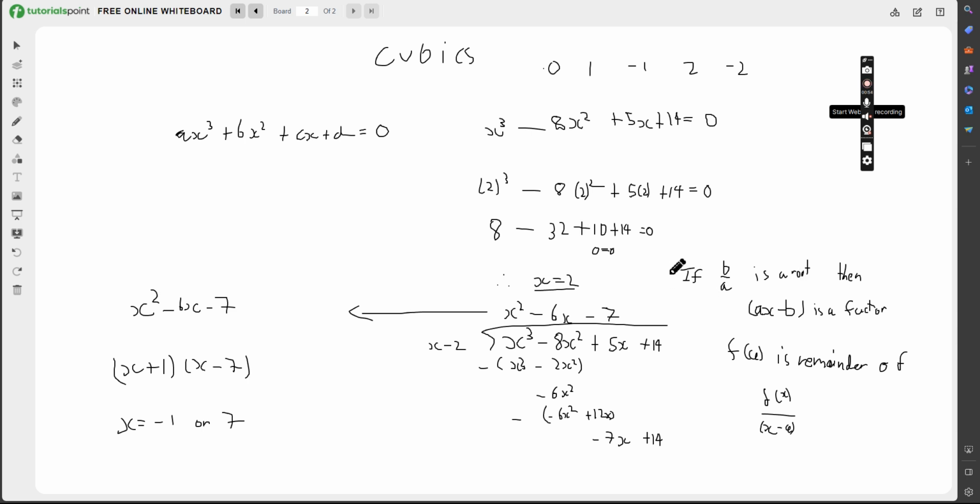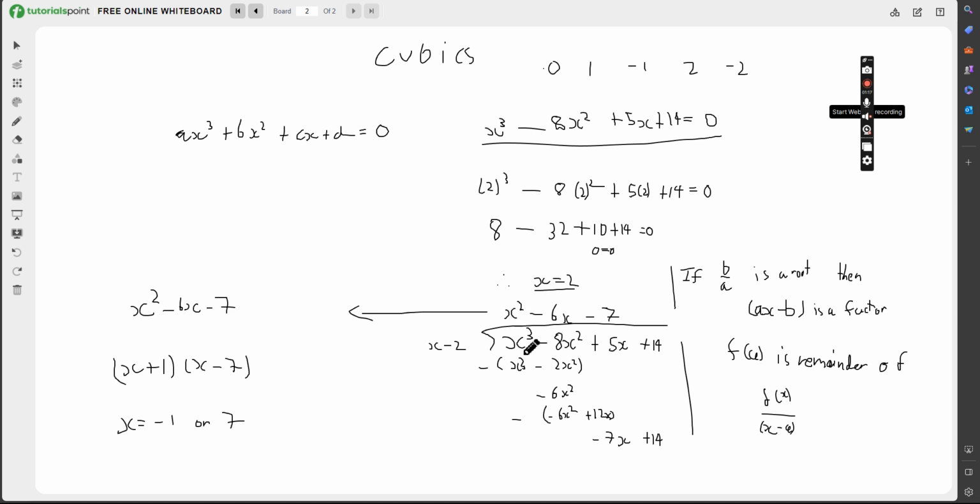Now, the two theorems you need to know are the factor theorem and then the remainder theorem. The factor theorem states that if b divided by a is a root, then ax minus b is a factor. So if x equals 2 is a root, then b over a equals 2, a equals 1, b equals 2. In other words, x minus 2 is a factor of this cubic. So then you put it into this division here.